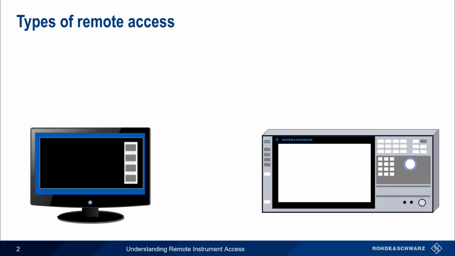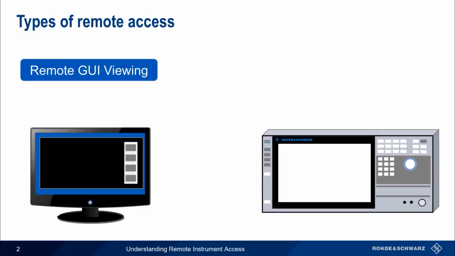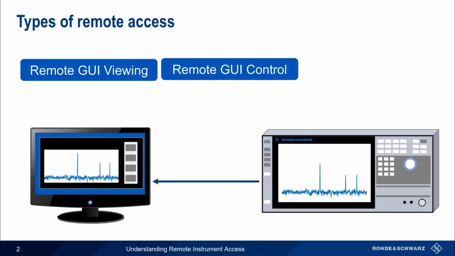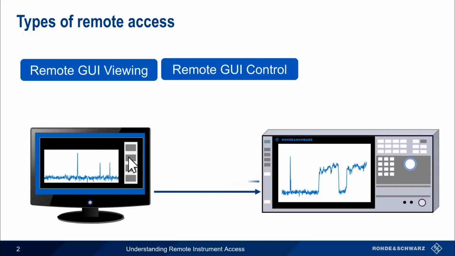We'll start by explaining the three most common types of remote access. The first of these is remotely viewing the GUI. In other words, we simply see what's currently on the instrument's GUI, but don't actually operate the instrument or change anything on the instrument. In many cases, however, we do want to interact with the instrument by changing settings, starting and stopping tests, etc. This remote GUI control is what most people mean when they refer to remote access. For example, we might use a remote GUI to change the center or span on a spectrum analyzer and then see the results of the changed settings.